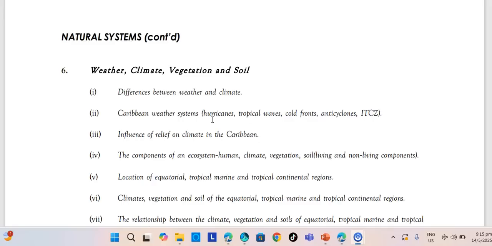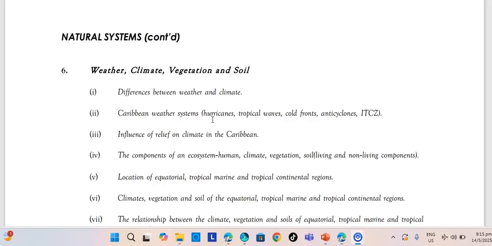All right. Another one that I can look at is tropical waves. Now, a tropical wave is a band of clouds and rain moving from Africa across the Atlantic to the Caribbean. It can bring heavy rain and sometimes grow into a storm or hurricane.